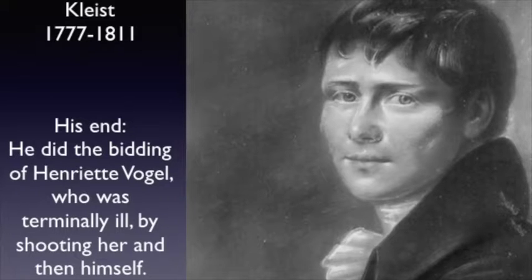Kleist was a German Romantic writer publishing in the late 18th, early 19th centuries. Since this is a course on endings, and since Kleist's own ending was a violent one, I'll just mention it quickly without attempting to derive any meaning from it. Kleist ended his life by enacting a murder-suicide pact.